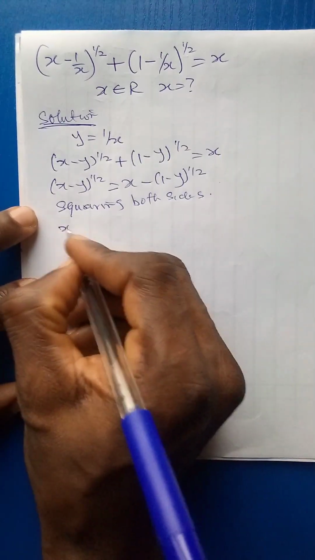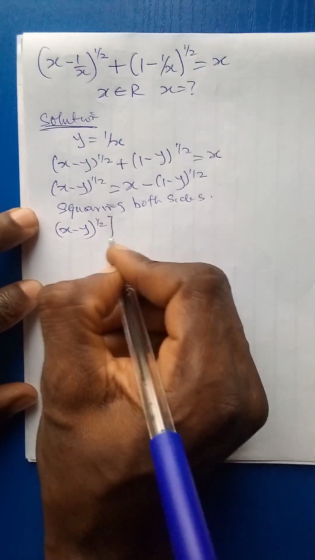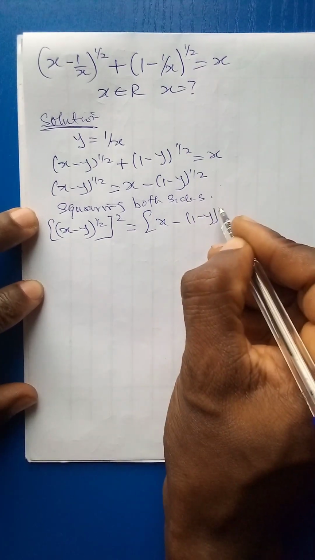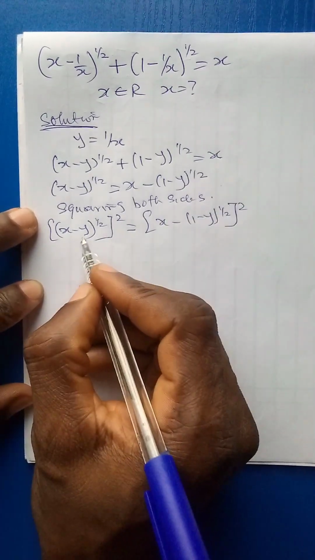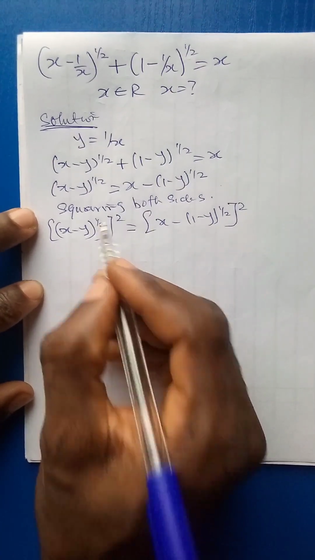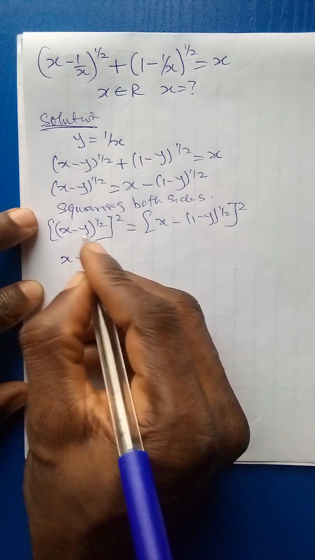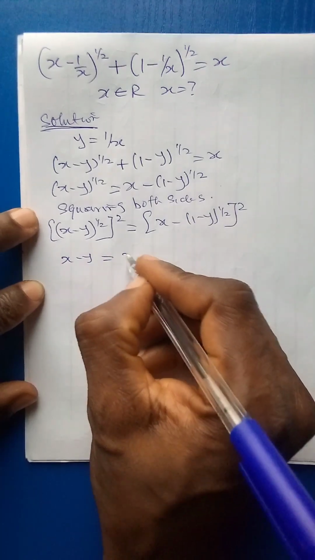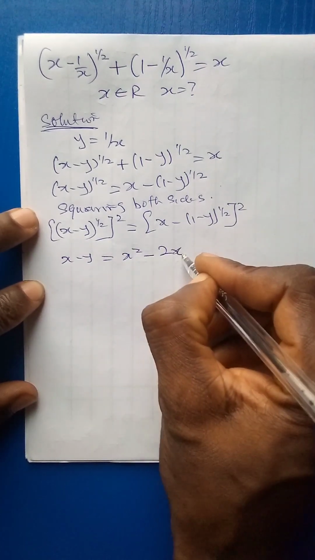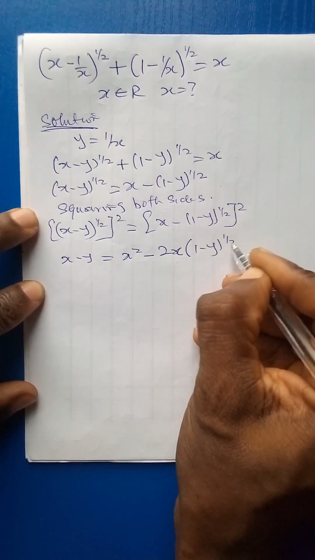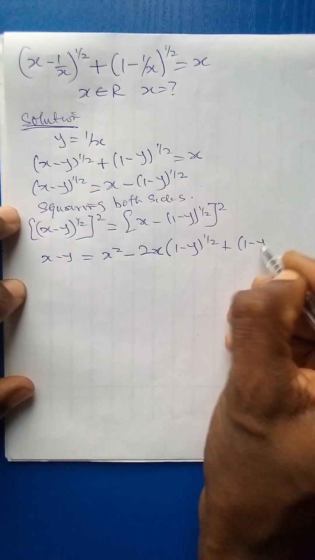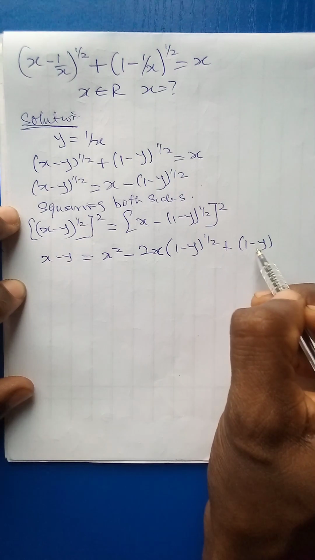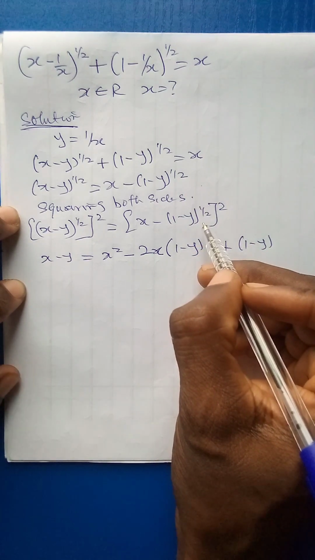It becomes ((x minus y) to power 1 over 2) all raised to power 2 is equal to (x minus (1 minus y) to power 1 over 2) all raised to power 2. This power 2 will multiply this power 1 over 2 to give us 1. So I have successfully freed these two guys in the brackets. Now in this case, I'll have to expand these brackets. So here is x squared minus 2x times (1 minus y) to power 1 over 2 plus ((1 minus y) to power 1 over 2) times to power 2 will give us 1. I've also freed these two guys from the bondage of the power 1 over 2.